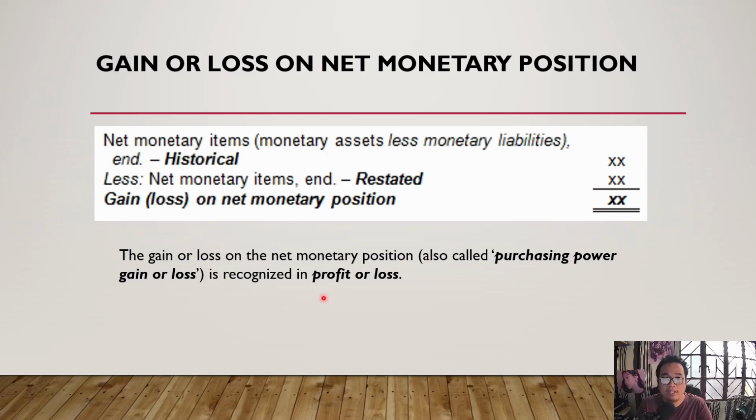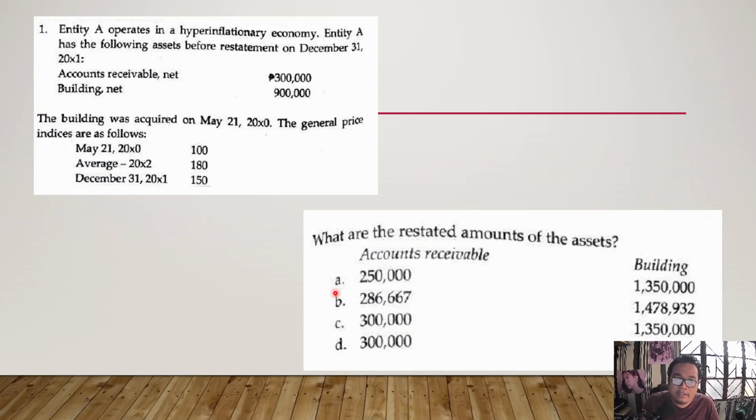So, punta tayo sa application of concepts. Entity A operates in a hyperinflationary economy. Entity A has the following assets before the restatement on December 31: AR net 300, building net 900. The building was acquired on May 21, 2020. The general price indices are as follows: May 21, 100; average, 180; and December 31, 150.